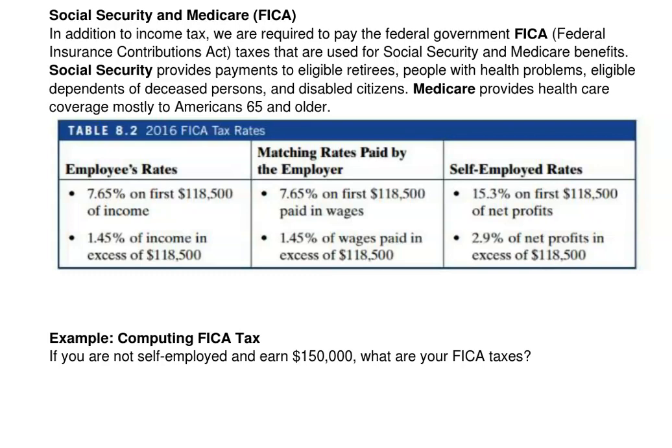Now, it looks like for FICA, the employer matches it, right? They pay the same amount, 7.65% on the first $118,500. Now, if you're self-employed, you have to pay both, right? You have to pay the employee rate and the employer rate because you are employing yourself, which means you're paying altogether 15.3%. That's just adding the two 7.65% together. And same thing on the wages paid in excess of $118,500.